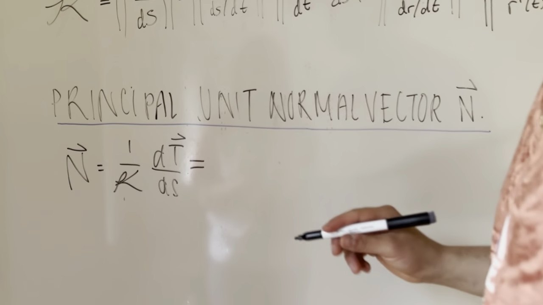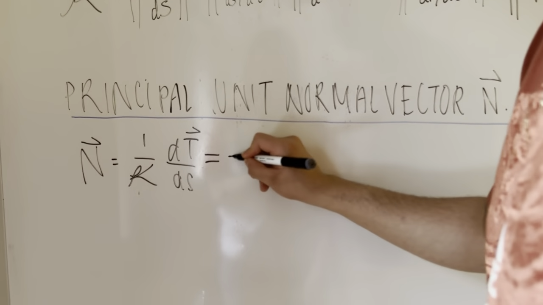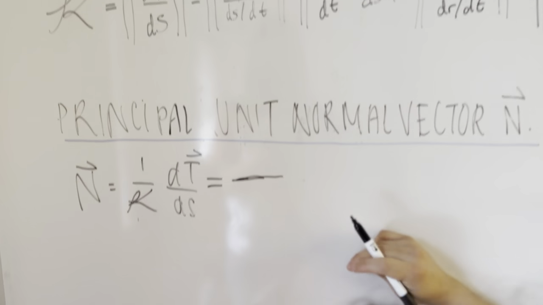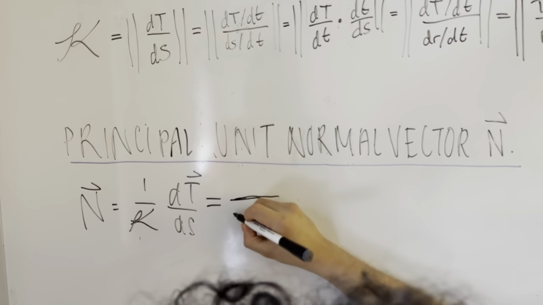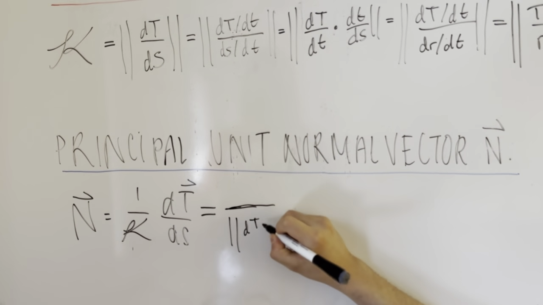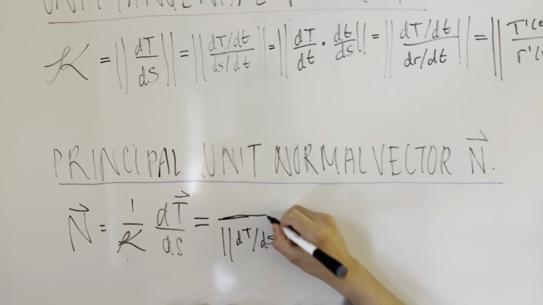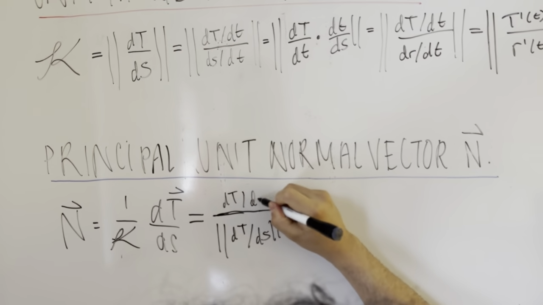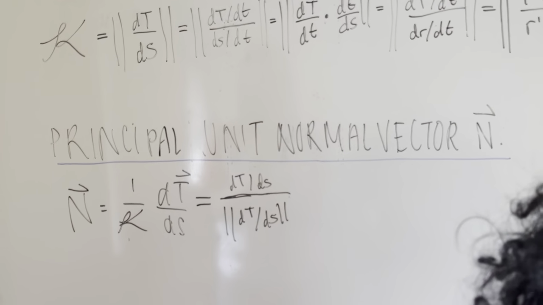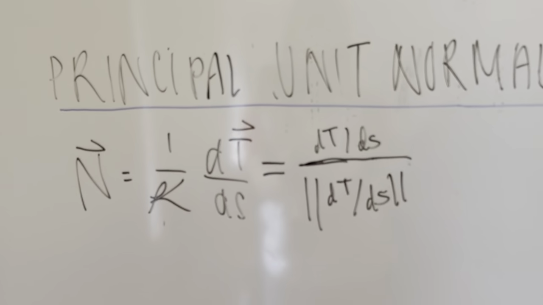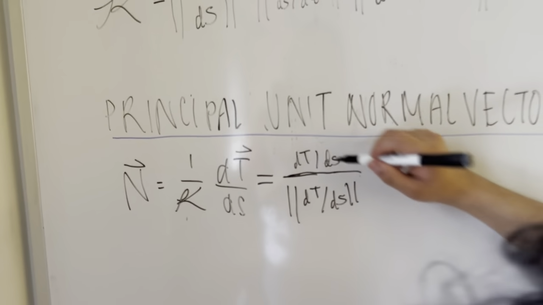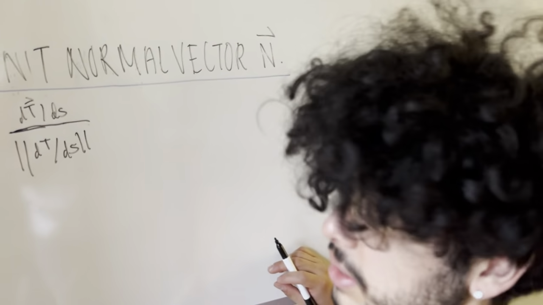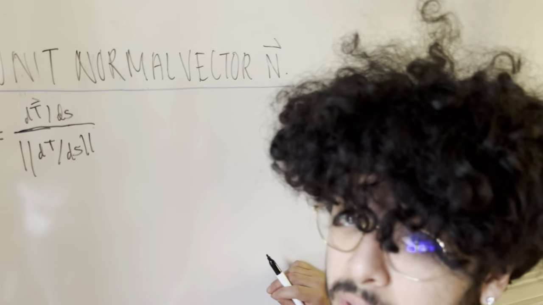Let's try plugging in our definition for kappa here. So up here we have kappa is the magnitude of dT over ds, times dT over ds. So it makes sense that it's a unit vector as well. And since it's in the direction of dT, it still makes sense that it is orthogonal to T.